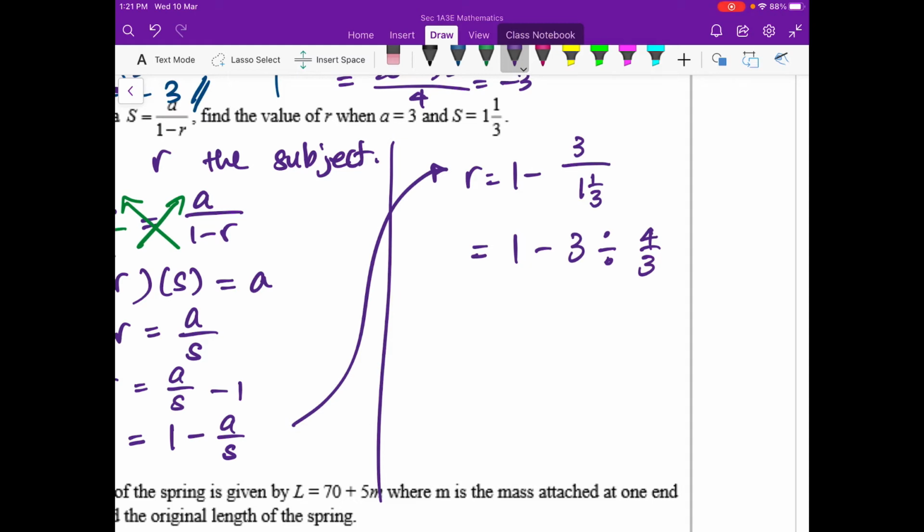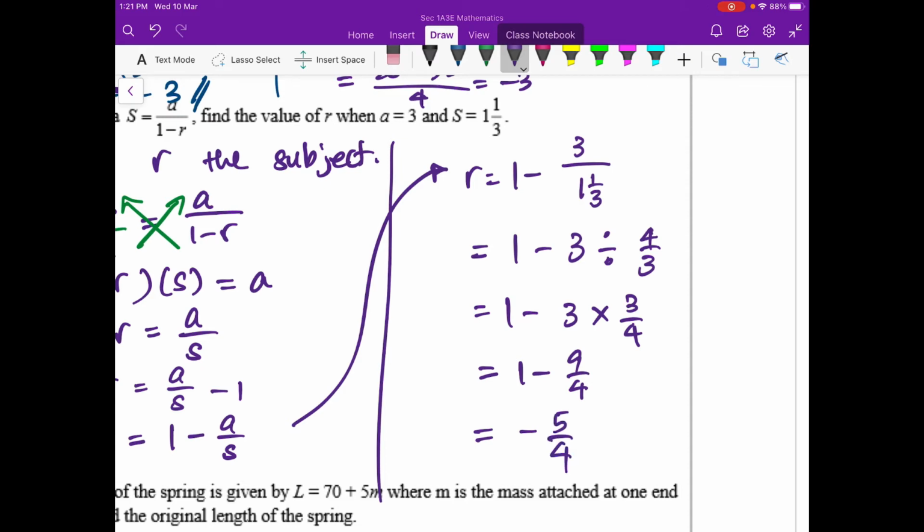Okay, this fraction is just a division. Dividing by 4 over 3. Keep, change and flip. So dividing by 4 over 3 is the same as times 3 over 4. So 1 minus number times fraction. Numerator times numerator, denominator times denominator, 9 over 4. So 4 over 4 minus 9 over 4, we get negative 5 over 4.